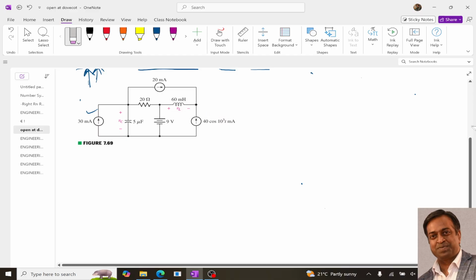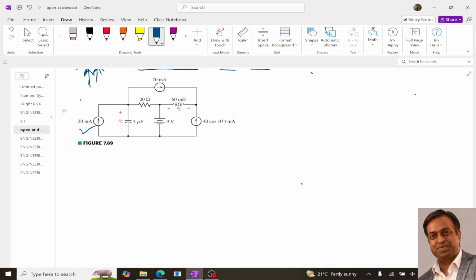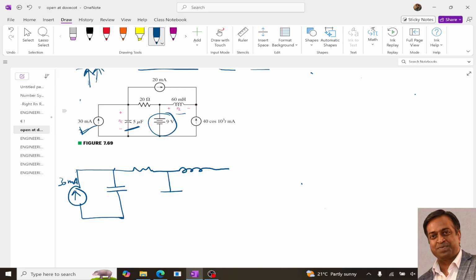Let me first consider the 30 milliampere source. Since it is a constant source, our capacitor will be replaced with an open circuit and the inductor with a short circuit. So our initial circuit, since I consider only this one, is the 30 milliampere source. Over here let me put a capacitor, this is the inductor, and we also have this one, so we have 4 sources.